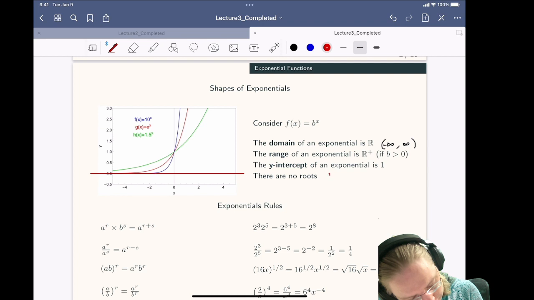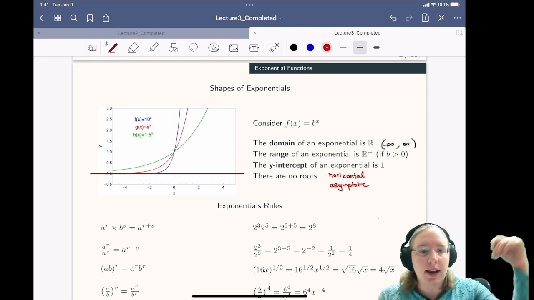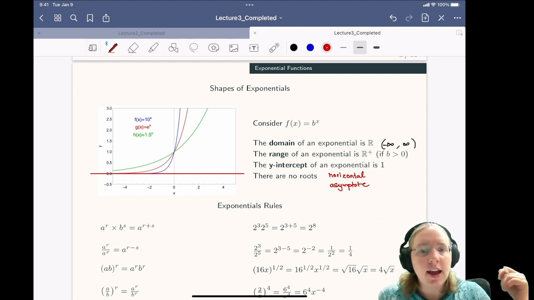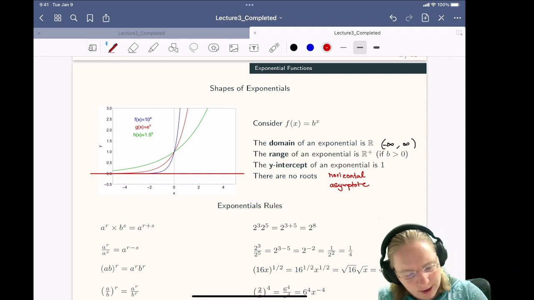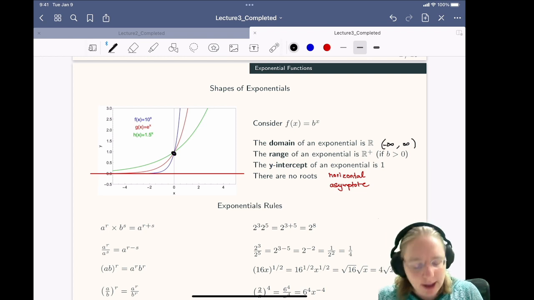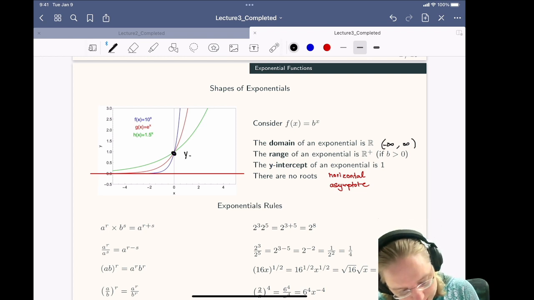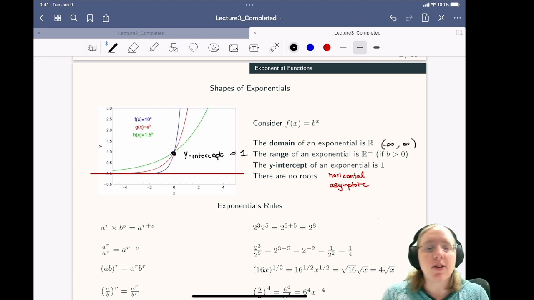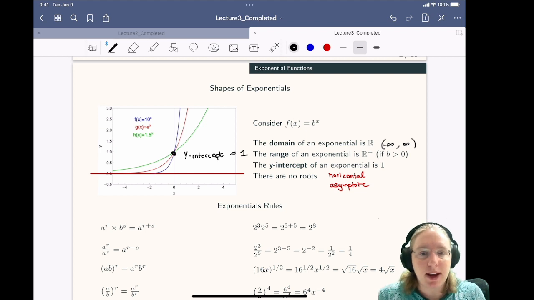As a result of the horizontal asymptote, there are no roots. We never cross the x-axis, and therefore we do not have any roots. However, we do have a y-intercept that is always at 1. So that gives you the shape of an exponential.